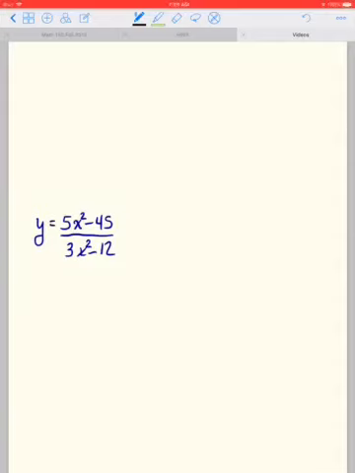Okay, a few people have asked about the final homework questions. The last parts were where we were given functions. For instance, here's one: y equals (5x squared minus 45) over (3x squared minus 12). And we were asked to compute some things about these and then match with some of the graphs on the following page. I just wanted to do one as an example.